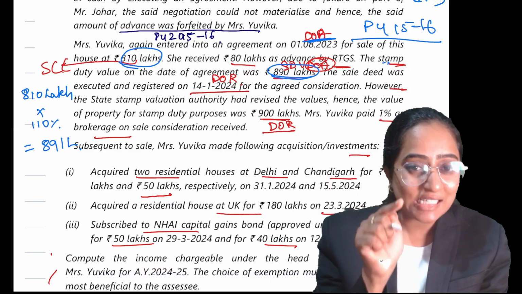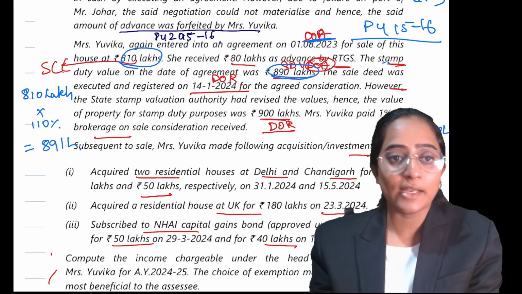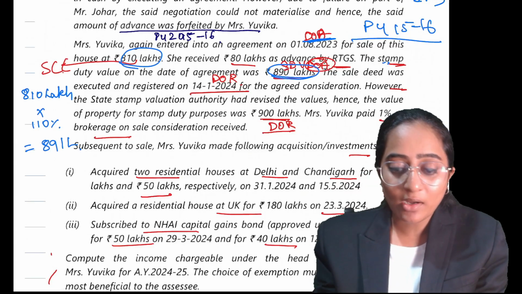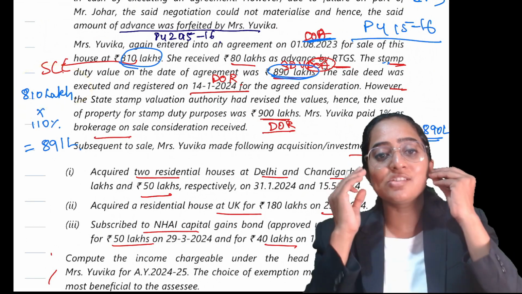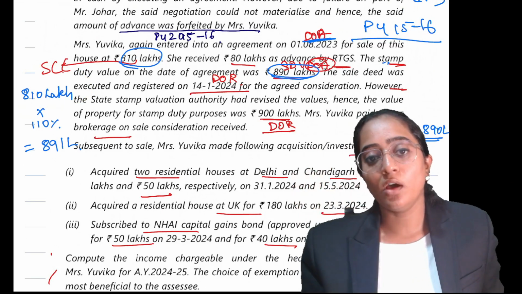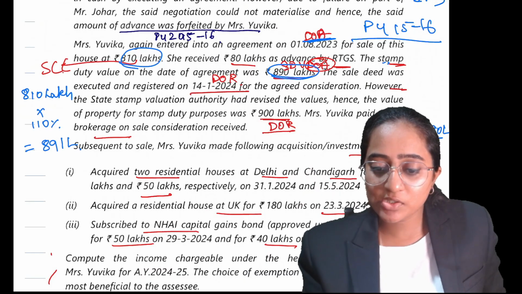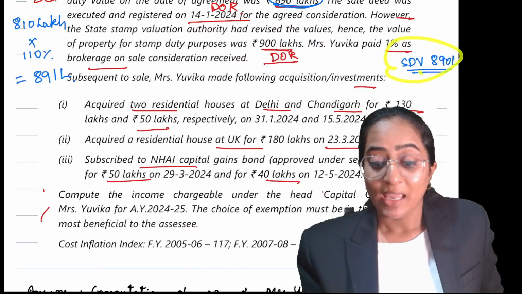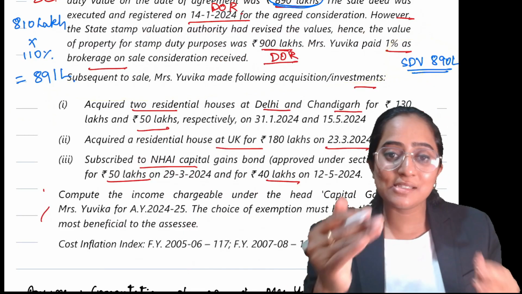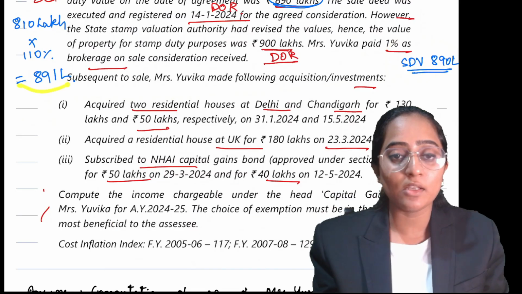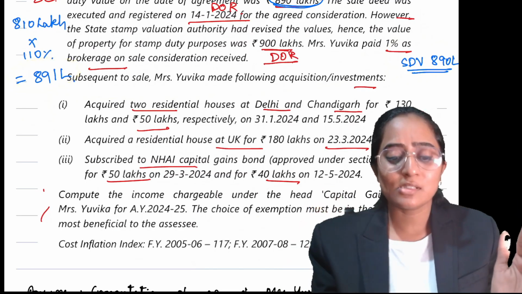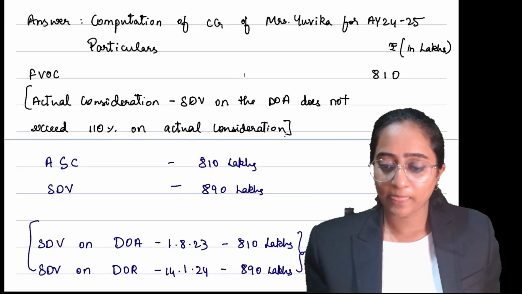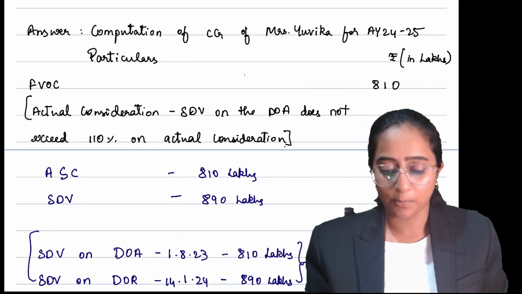That is, if your SDV is equal to or less than 891 lakh, you can consider your actual sale consideration, stating that you have done a genuine transaction. How much is the SDV that you have considered, people? 890, no? 890 is the SDV you have considered. 890 is less than your 110% of the consideration, 891. So your actual sale consideration of 810 lakh would be considered in your calculation. Everyone, 810 is what we are going to consider.